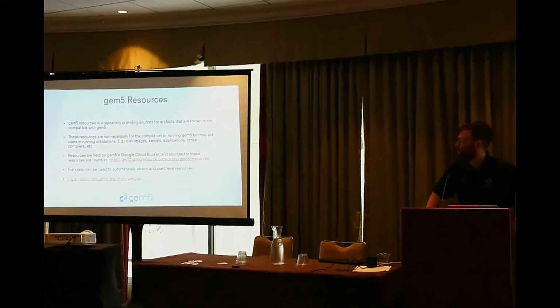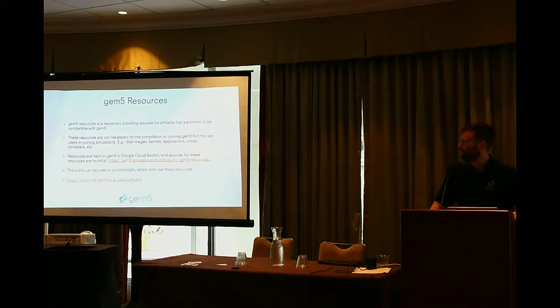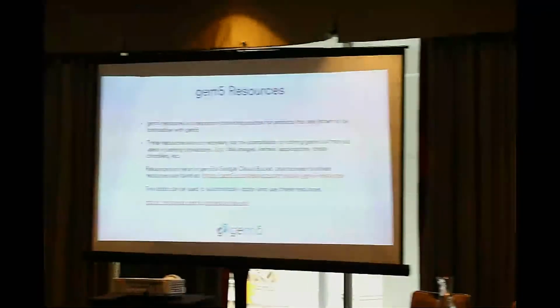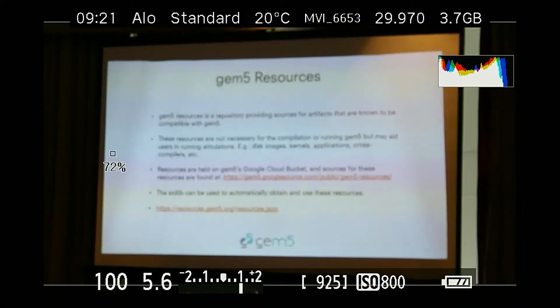I would say my definition of a gem5 resource is something that isn't required to set up a specific system. It's something that you typically run inside a simulation. So a disk, for instance, a disk image, a kernel, an application. The gem5 resources also provide some cross compilers and some cross compiled binaries. This is provided by the gem5 project, and it's held in our gem5 repository.